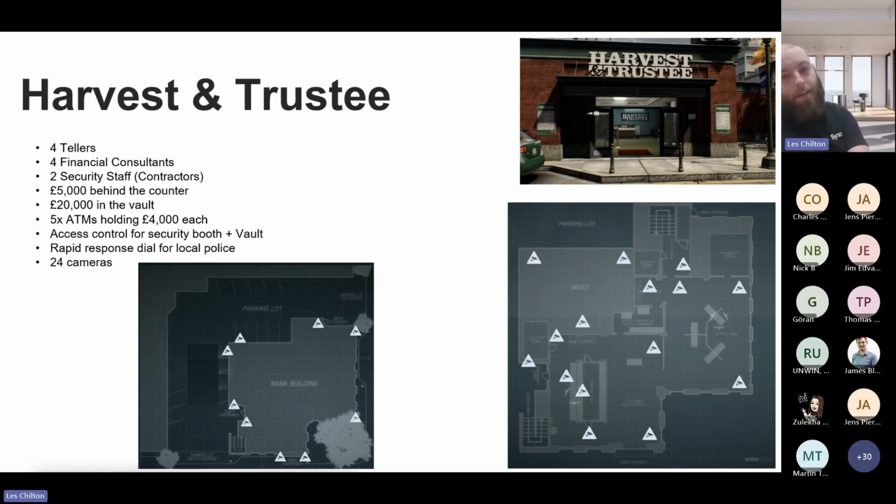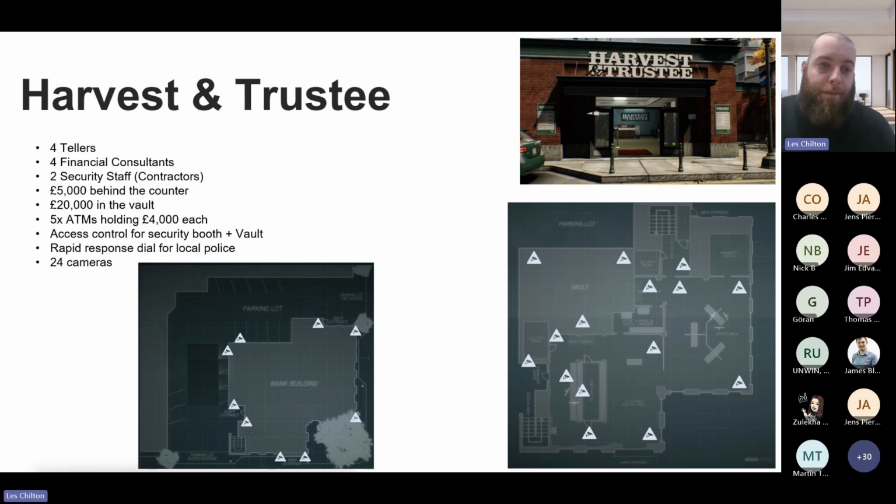But for the sake of argument, Harvest and Trustee have got 4 tellers on staff and 4 financial security consultants, so around about 8 people in the building from their core staff. They also employ 2 security guards. So what's attractive to thieves is they'll, of course, have around about 20,000 in the vault, which is standard for a bank. They'll also have 5,000 in addition in floating cash behind the counter for transactions. They've got 5 ATMs on the site. Those ATMs have got 4 grand in each. So that means that the total haul for someone who's dedicated enough to crack their system is around about 45 grand, which is not bad for a morning's work.